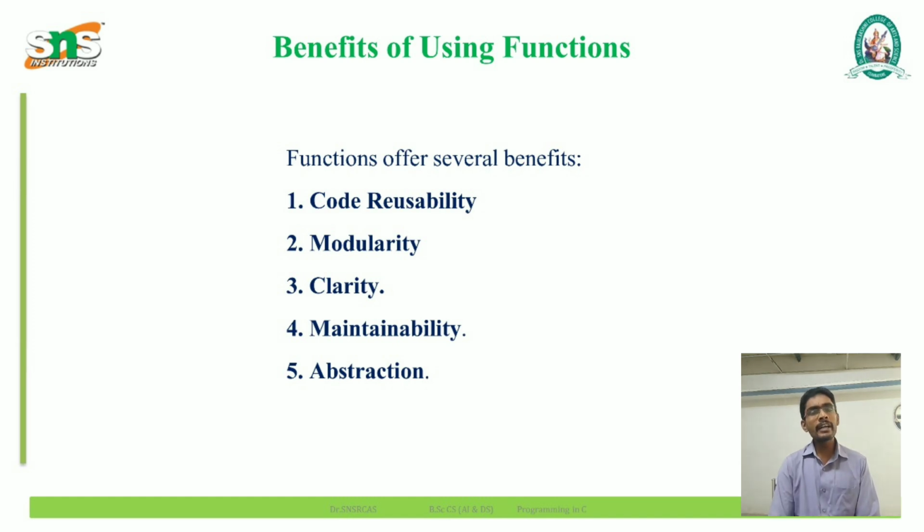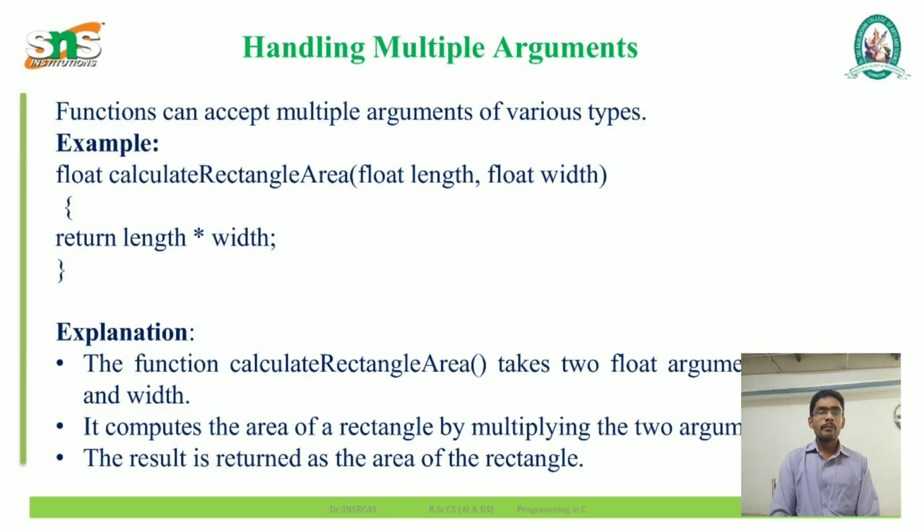Here reusability means write once, use multiple times. Modularity breaks complex tasks into smaller functions. Clarity makes code easy to understand. Maintainability helps with debugging and testing. Abstraction means users do not need to know the internal details of the function, only how to call it. Handling multiple arguments: when handling multiple arguments, the list of arguments, the type of arguments and the order of arguments specified in the function prototype should match the function definition.